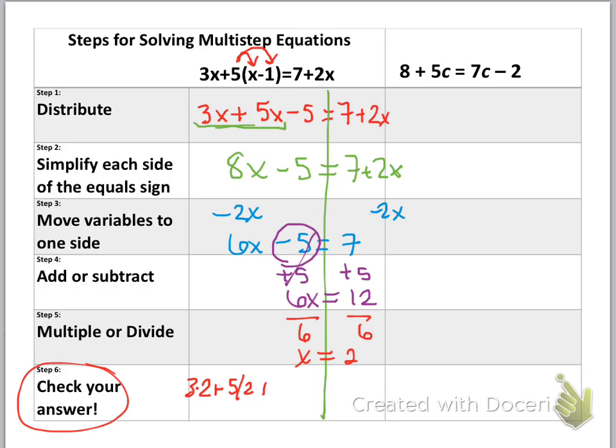3 times 2 plus 5 times 2 minus 1 equals 7 plus 2 times 2. So both sides should be equal. So that gives me 6 plus 5 is equal to 7 plus 4. 11 equals 11. It works.